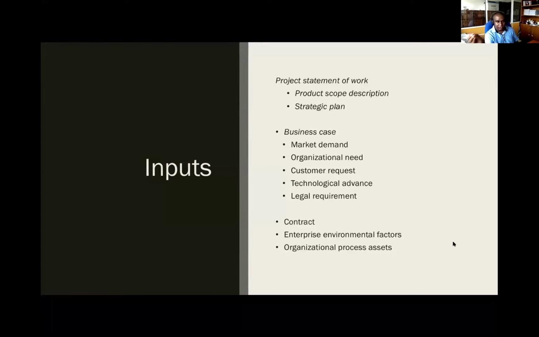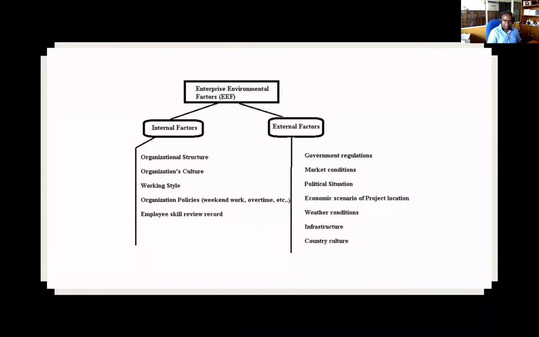The project charter you can in fact download. You can search Google and download. You will have internet now. It's good, though in a class it's difficult to do. So you can download and check the requirements of each of these. These are the things that have to be there. The contract, once again, should be there. And enterprise environmental factors and organizational processes. These are there in most of the processes. Enterprise environmental factors are divided into two. These things matter: organizational structure, culture, working style. So those things are inputs to this.